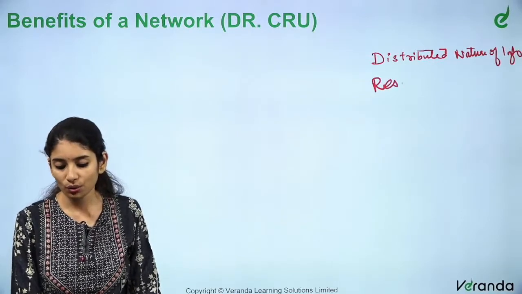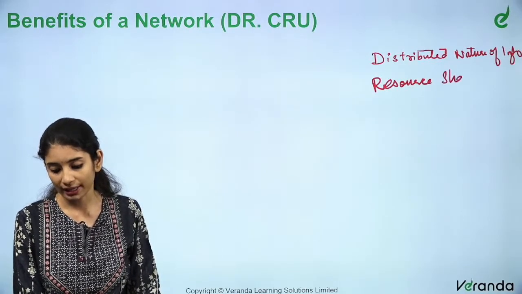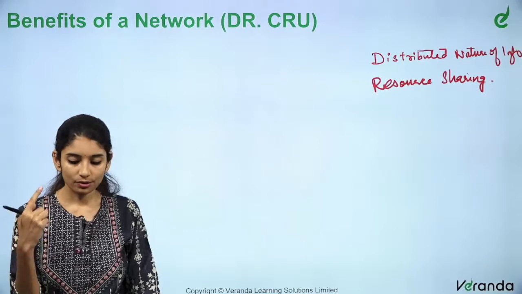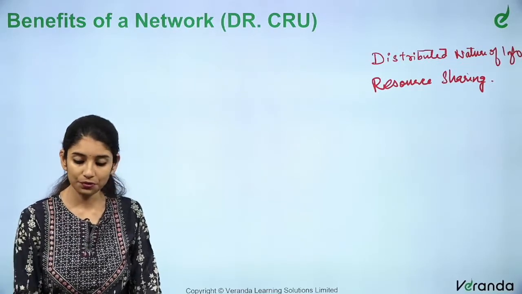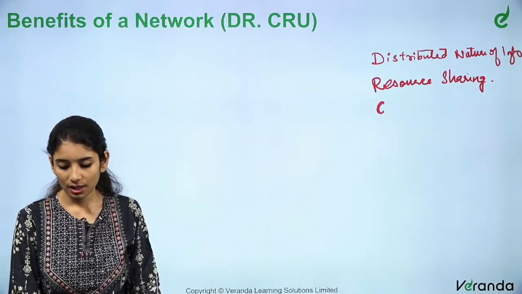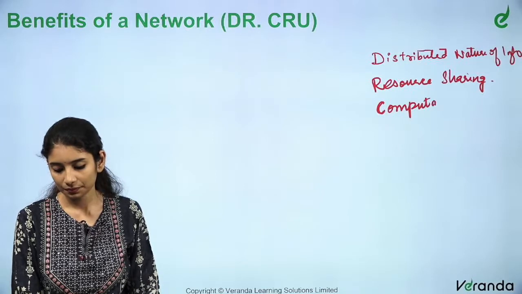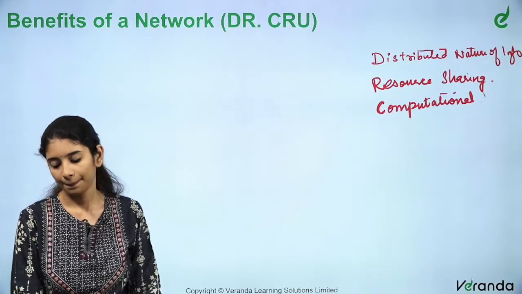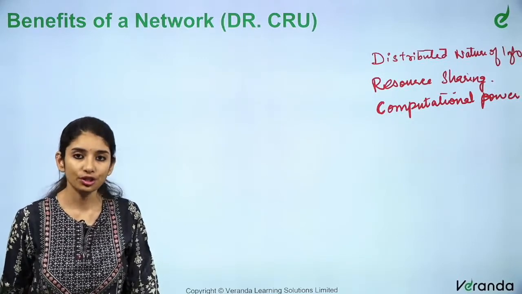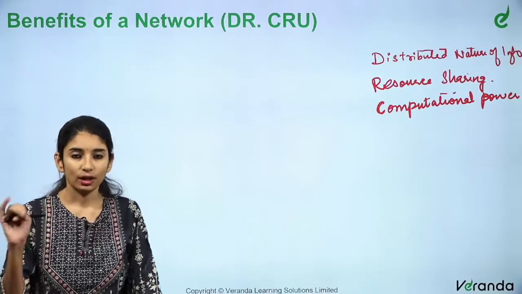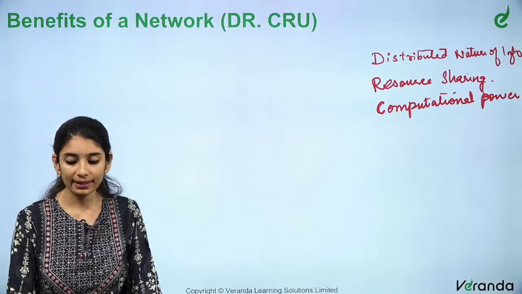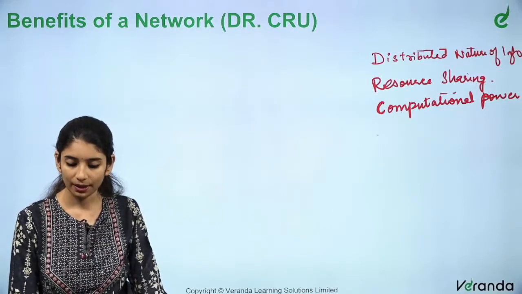R for resource sharing. 50 computers in an office, but 1 printer. So the printer is being shared between 50 computers. Resource sharing. D, R, Dr. Crew. C. Computational power. A network helps in increasing the computational power. It helps in load balancing between systems so that the systems are able to perform very well. So it increases the computational power of any system.